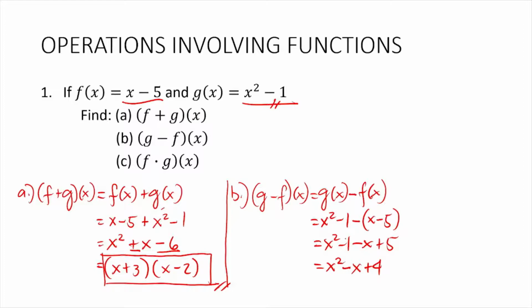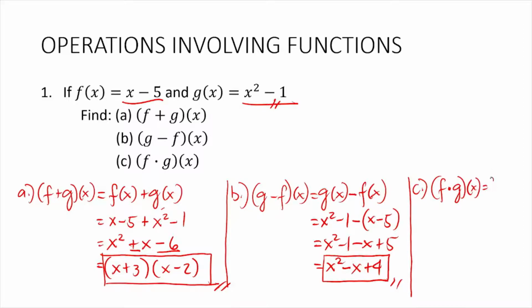So we say this is the final answer, since this is not factorable in this case. Okay, next. So letter C, product of f and g. So f times g of x is equivalent to what? f of x times g of x. So we'll just take the product of the two functions.